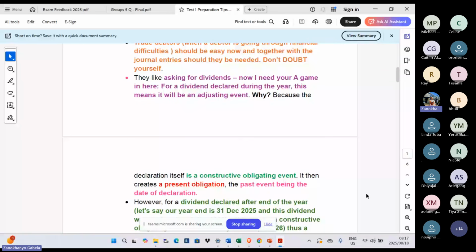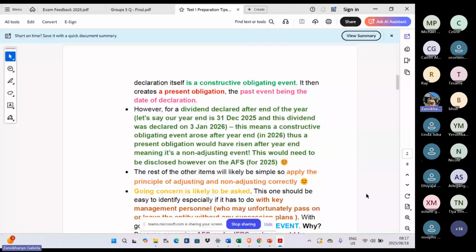So I've explained it here in much detail, so that's for you to read. And then let's talk about going concern now. So what is going concern?